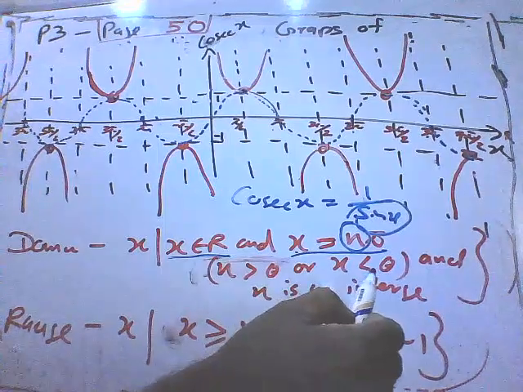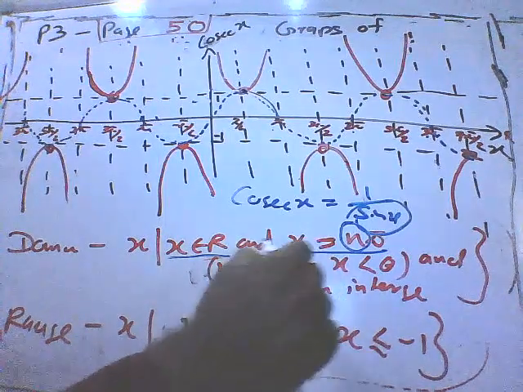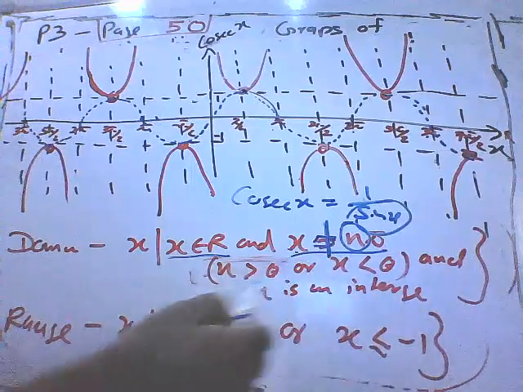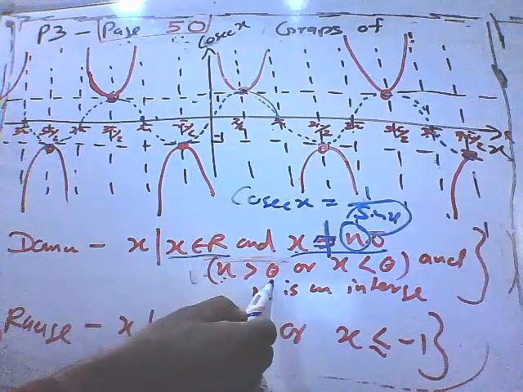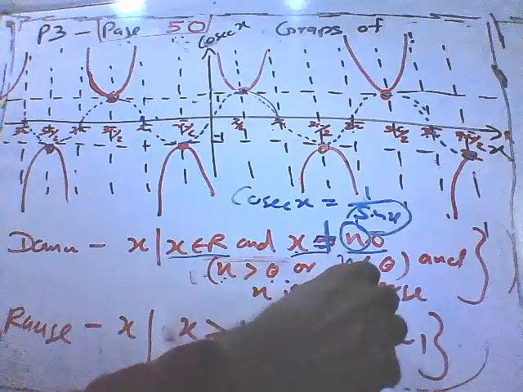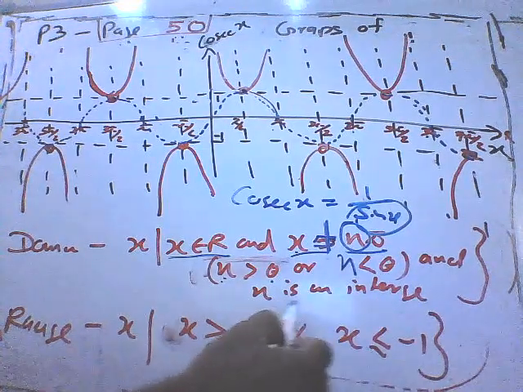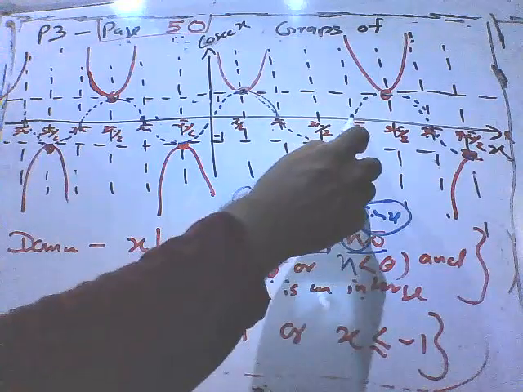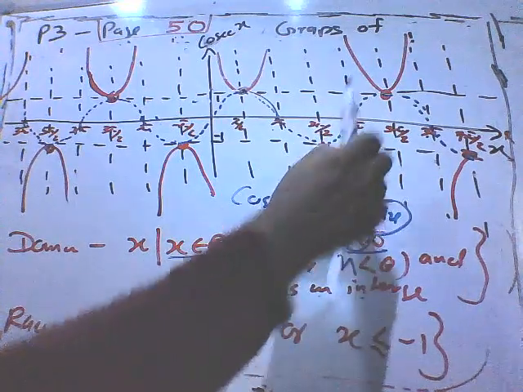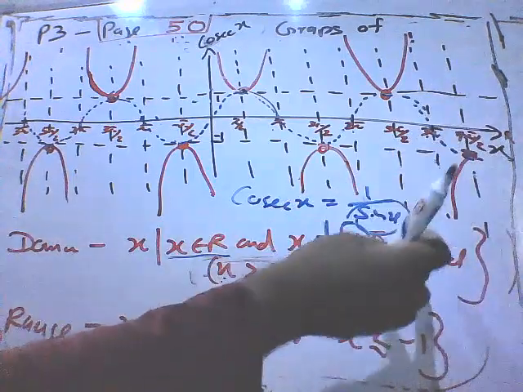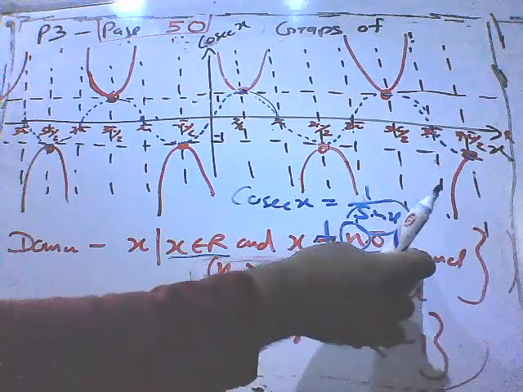So we can say x does not belong to n pi, where n can have a negative value and n is an integer. All the n pi's are excluded from the real line, and that would be the domain. And what would be the range?